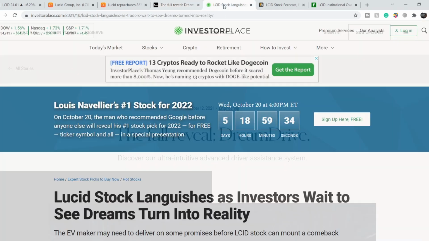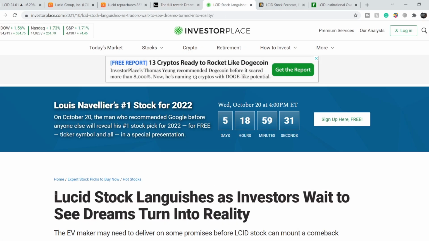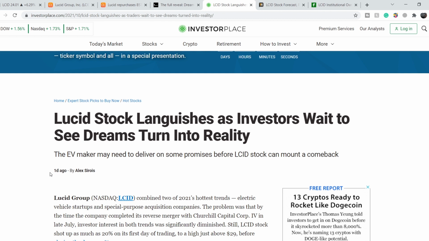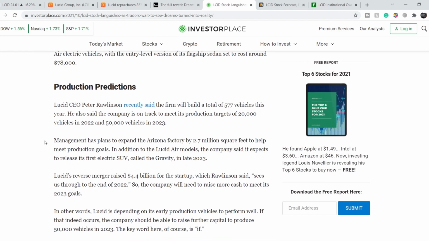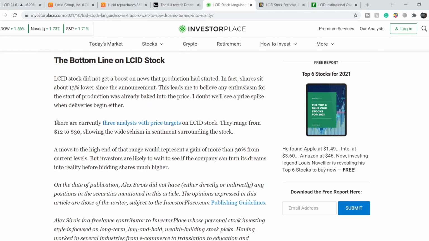And let me show you this article. We are on investorplace.com, and this article was published 1 day ago, and it's titled Lucid Stock Languishes as Investors Wait to See Dreams Turn into Reality. And right here you can read this article by yourself. I will put the link to this article in the description below, but I want to draw your attention right here at the very bottom.